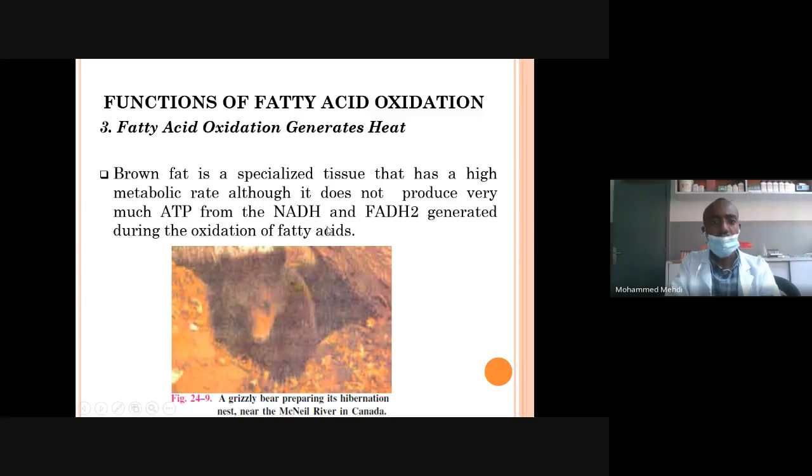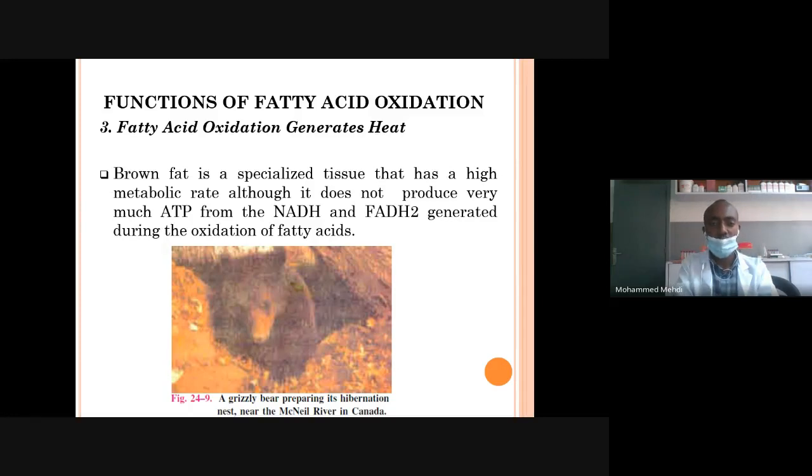Okay. The second one is the third fate of fatty acid. It is for giving heat, or generation of heat, for hibernating animals. Hibernating animals do have high lipid content, or there is subcutaneous tissue lipid that will be oxidized for the formation or generation of heat. It occurs in the hibernating animals.